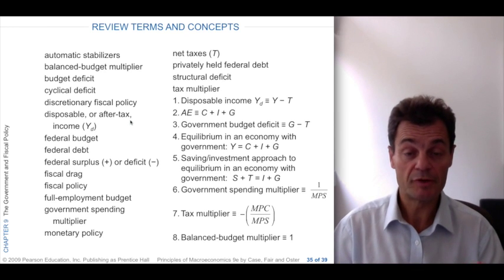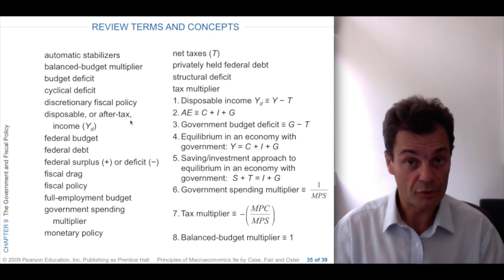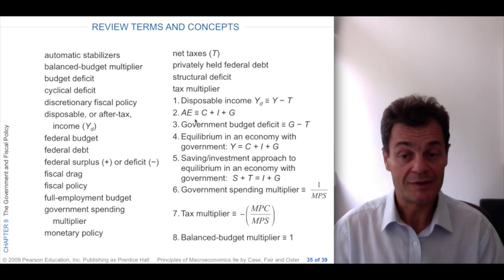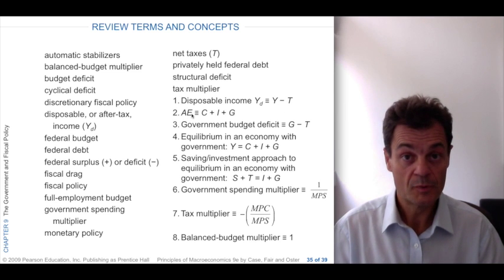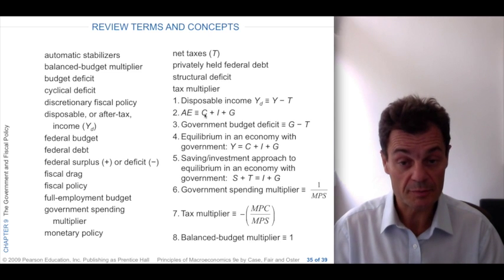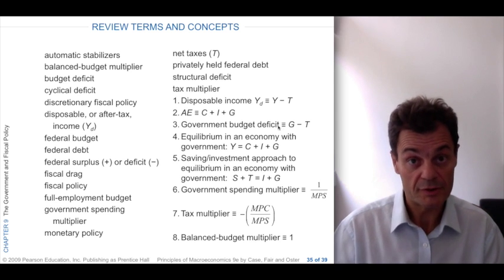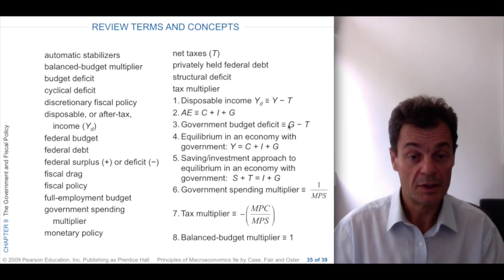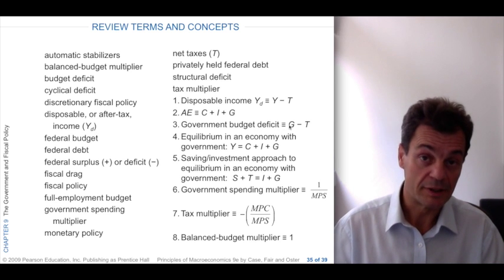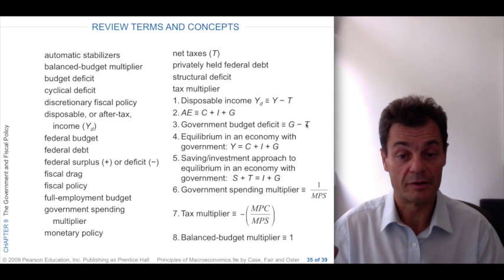This last slide recapitulates the new concepts that we have seen in this session. Important definitions to remember: the disposable income, which is the total income minus the taxes; the aggregate expenditure, once the government intervenes in the economy, becomes the consumption of the private sector of the households, plus the investment of the firms, plus the government spending. The government budget deficit, which is the spending made by the government minus the tax collected by the government.